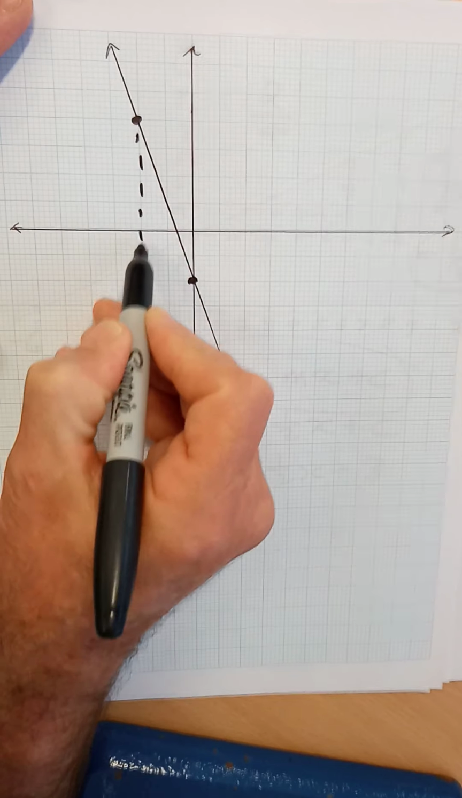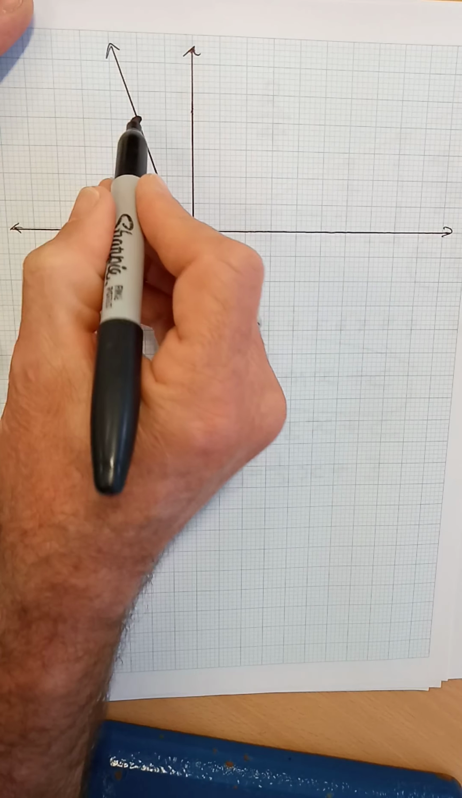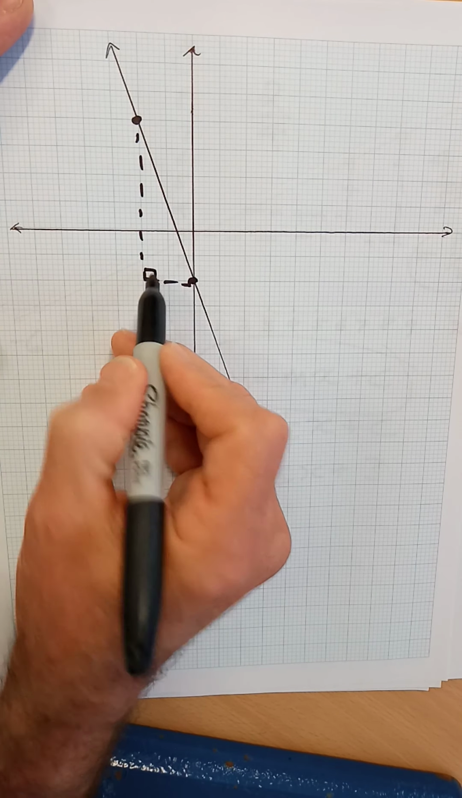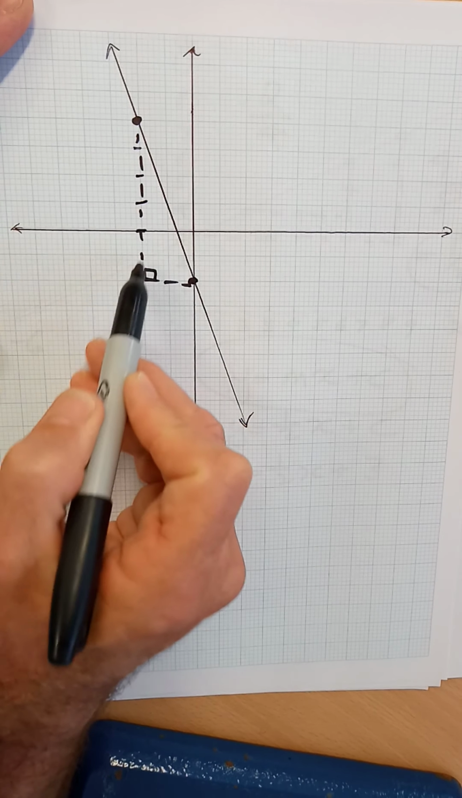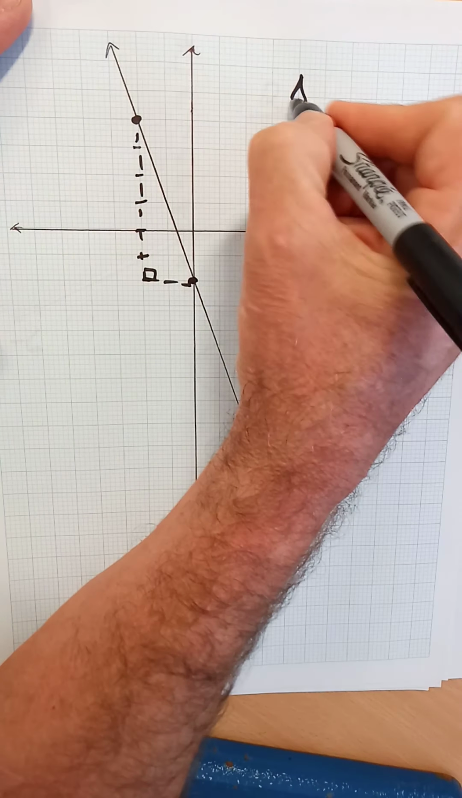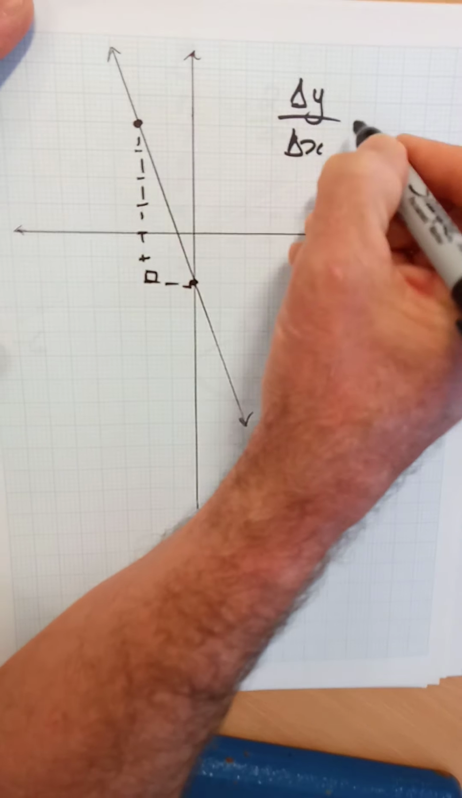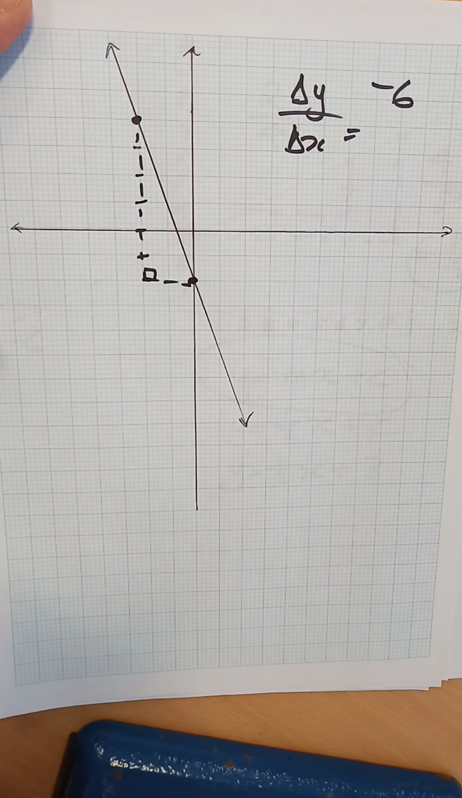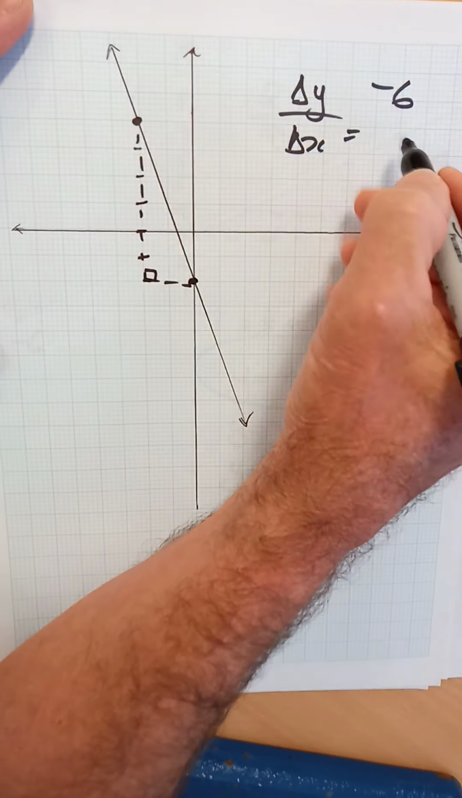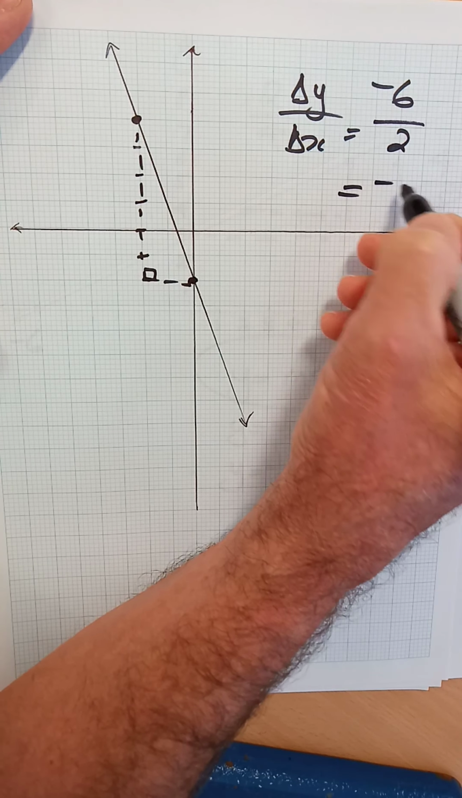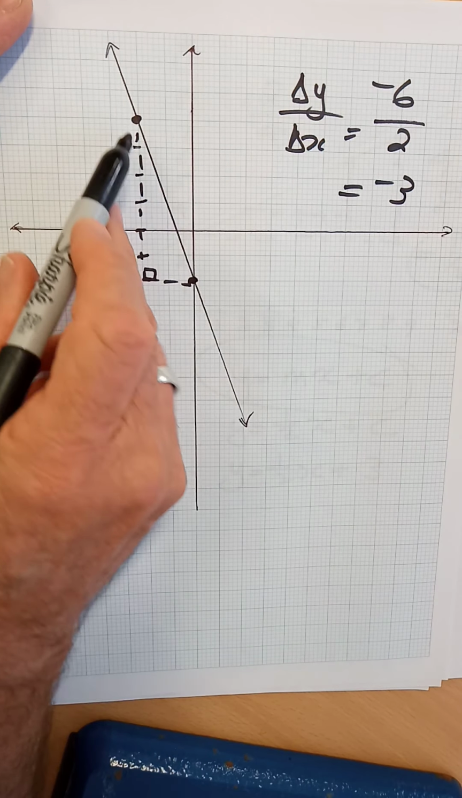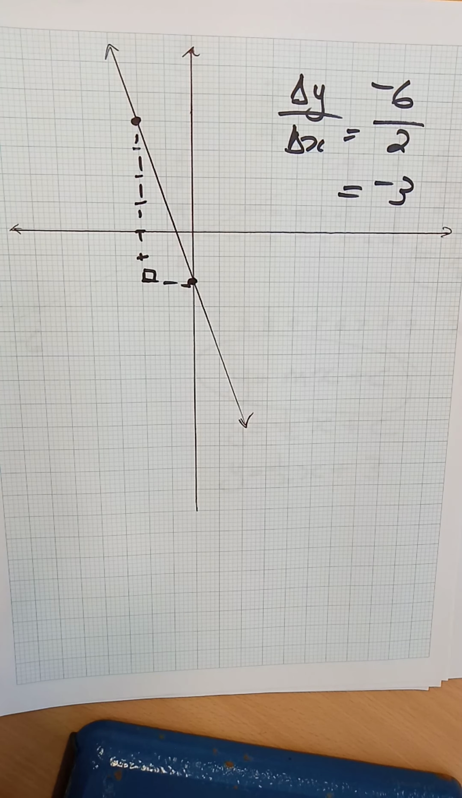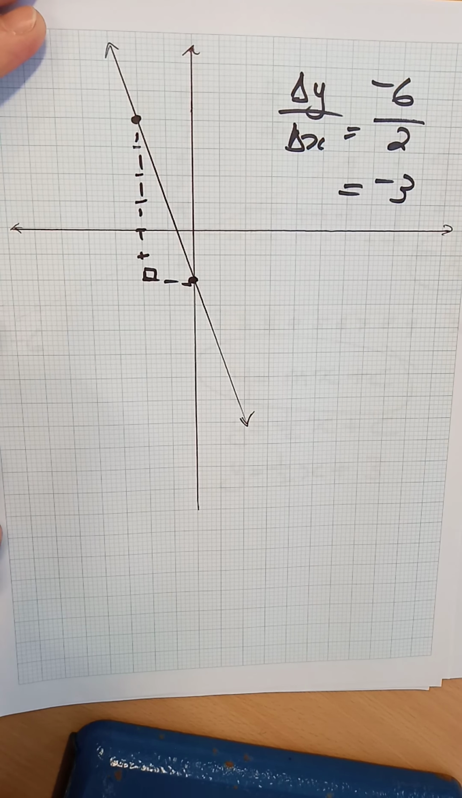Now, notice, to get from this point to that point, I'm going down 1, 2, 3, 4, 5, 6. So the change in y is -6. And the change in x values is a +2. The gradient is -3. And again, I could find 2 other points anywhere along there and get that same value.